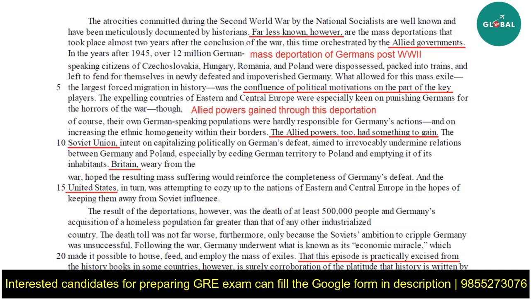And it says that the Allied powers were to get some advantage from this. Also note these words, please focus: far less known, however. Atrocities committed during the war were well known and meticulously documented by historians. However, the mass deportation, which we call migration, that took place almost 2 years after the conclusion of the war, orchestrated by Allied governments, and so on, was not properly covered by historians. Something like that they're saying.